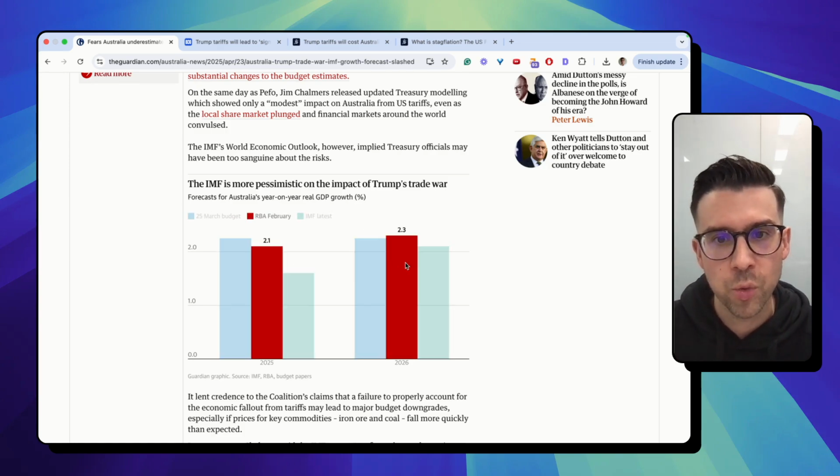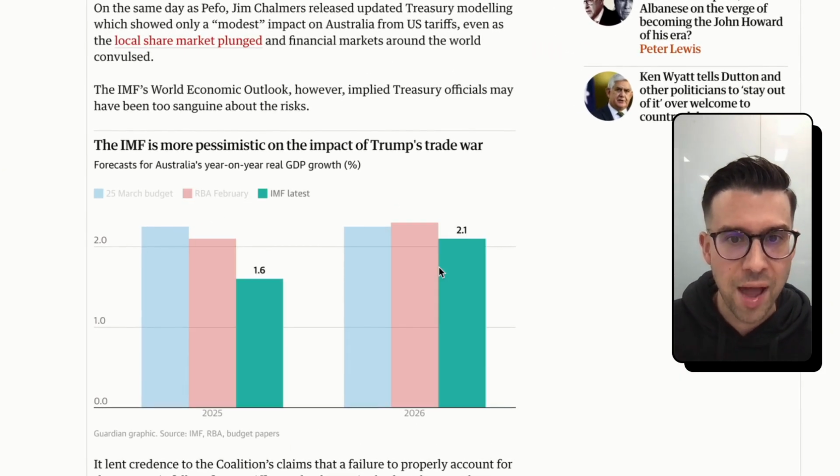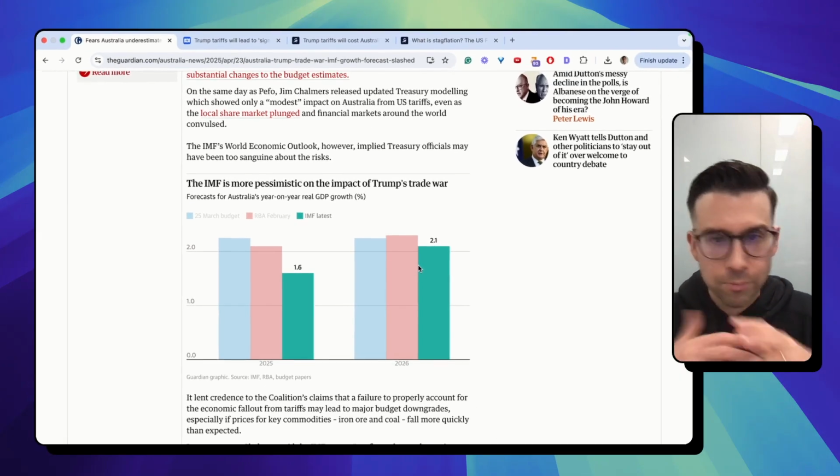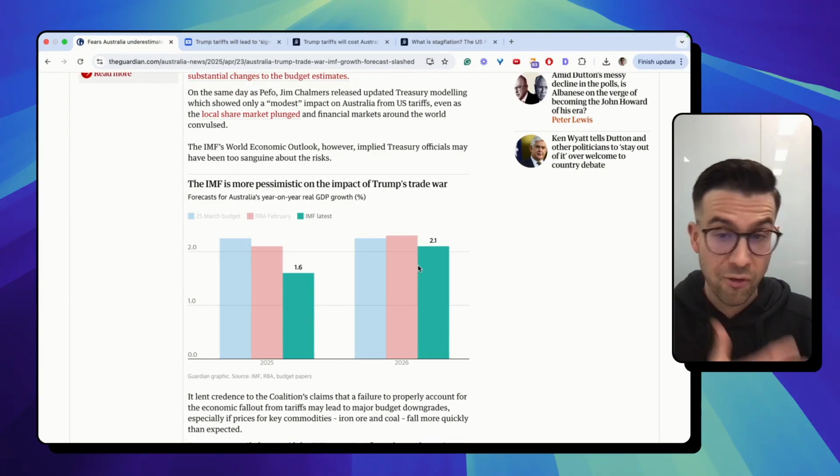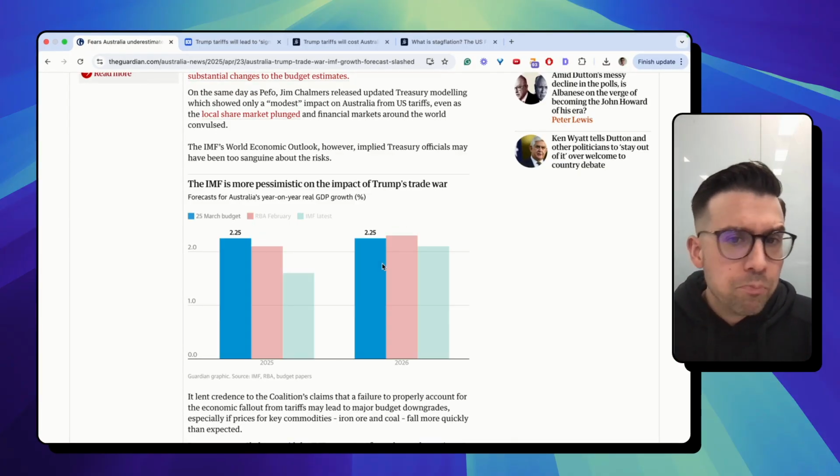Now, of course, as you go into 2026, you can see that's far enough out into the future that hopefully the growth forecasts that the government is relying upon for their budget look pretty similar, right?